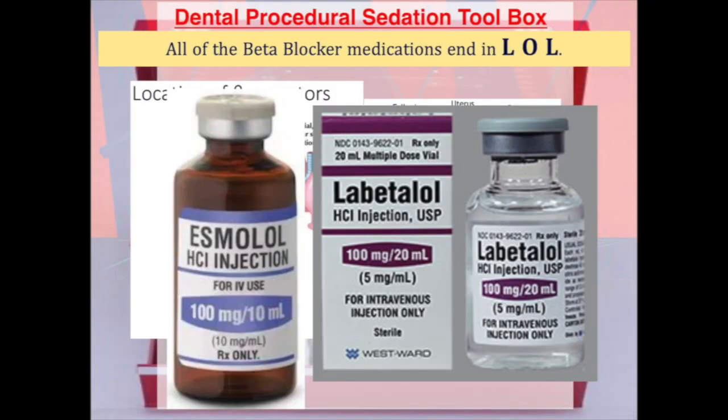So your beta blocker drugs are going to be the LOLs, and those are esmolol, labetalol. There's also a drug called metoprolol that's got a much longer half-life. I like using esmolol because it works very quickly. It has a short half-life, but it's metabolized in the bloodstream by esterases, so it's gone very quickly.